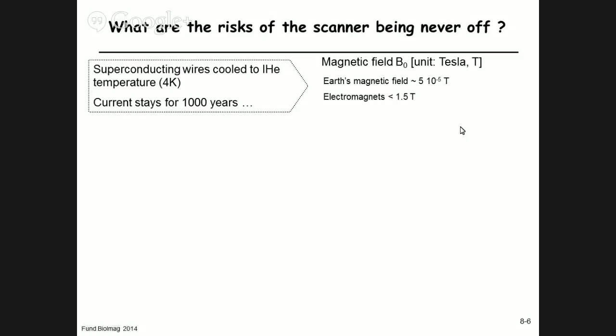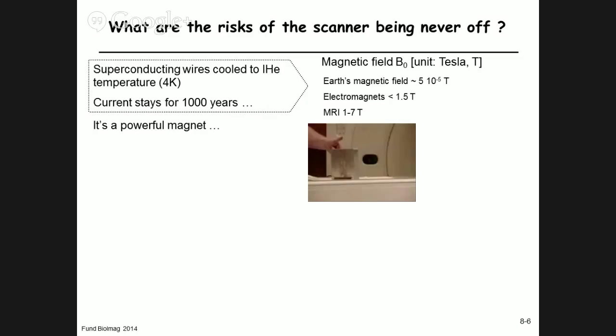Electromagnets, so you turn on the current, you produce with a normal wire a magnetic field. There you can produce a field that is less than 1.5 tesla. And for MRI, what's typically used is between 1 and 7 Tesla. Just to give you an idea, we had 50 microtesla here, and we're going into the Tesla range for MRI. So this is a powerful magnet. So you can do powerful things.